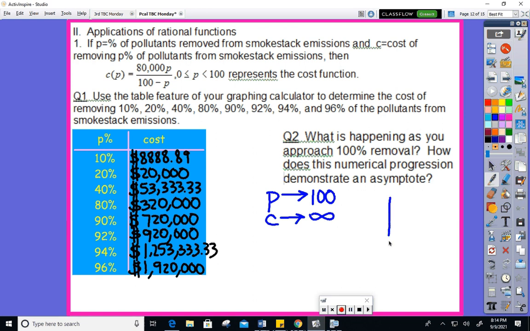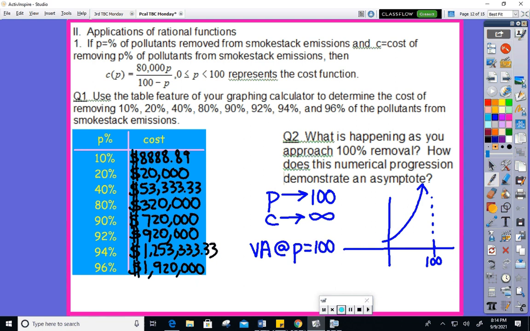So again, I was going to some x coordinate P, and my cost was just skyrocketing. Hey, I am demonstrating an actual reason that we have vertical asymptotes. I just found out that there's a vertical asymptote at P equals 100.